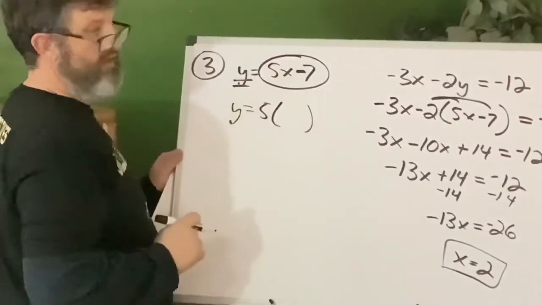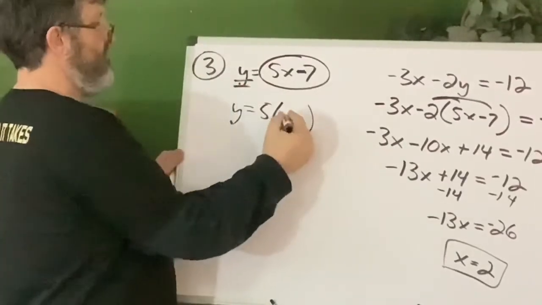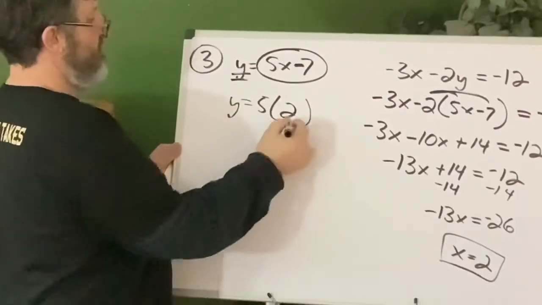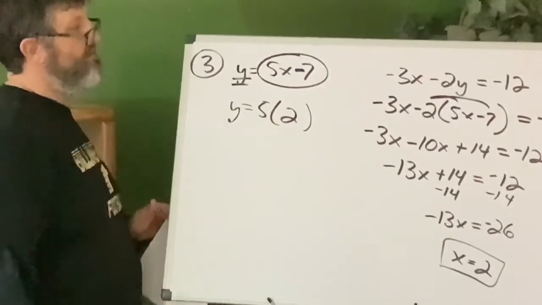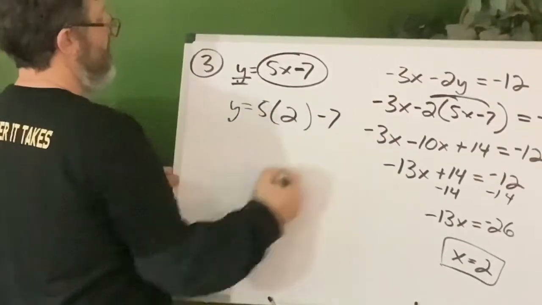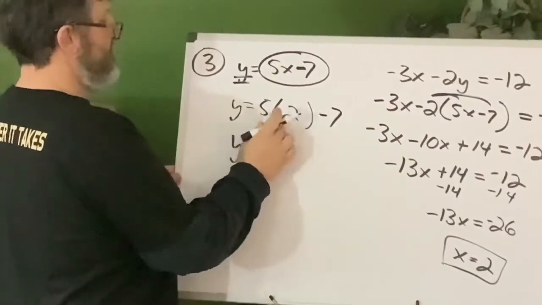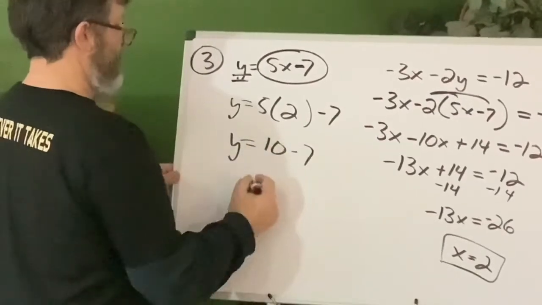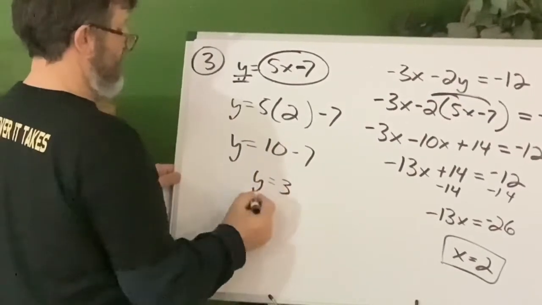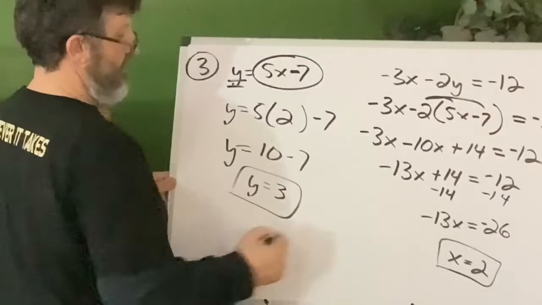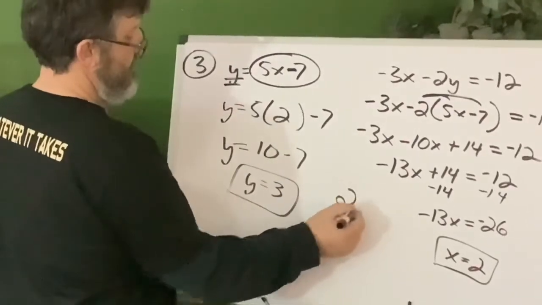Pull x out of the game. We substitute. Remember that word? I should probably be using it more. Substitute in. Okay. Y equals 10 minus 7. Y equals 3. Bam. Answer: 2, 3.